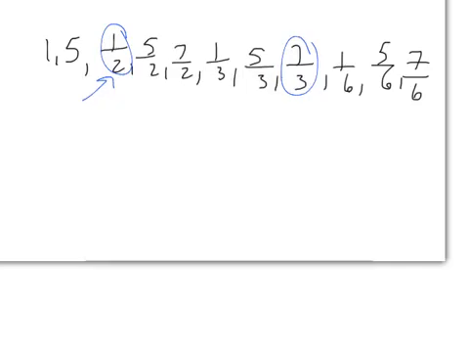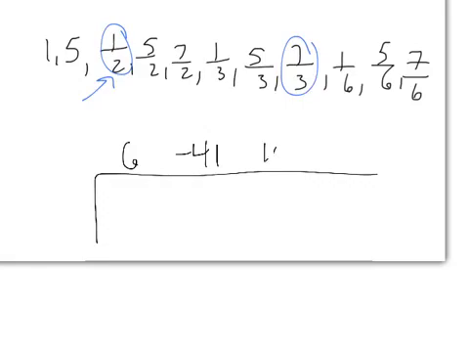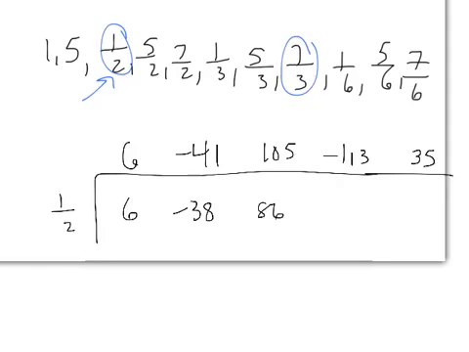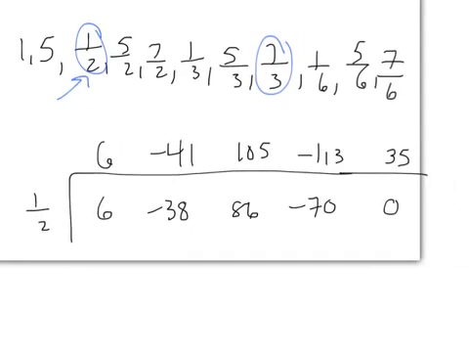Alright. So let's write our synthetic table. We have 6, negative 41, 105, negative 113, and 35. So we'll start with 1/2. Bring down the 6, multiply and add negative 41, we get negative 38. 1 half times negative 38 plus 105 is 86. 1 half times 86 minus 113 is negative 70. And then half of negative 70 is negative 35, and 35, that's just 0. So, obviously, this is a root. And the coordinate would be 1 half, comma, 0.